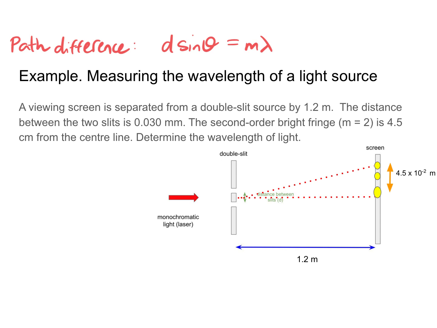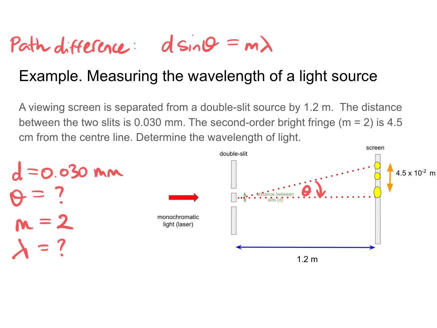On our physics data sheet, we have the path difference formula, which says that d sin θ = mλ. So you need to understand what these variables all stand for. In this example, we have the distance between the slits d equal to 0.030 millimeters. We don't know the angle theta. Theta is the angle swept between, if we're at the center of the double slits, and we're looking up towards the second bright spot, it will be this angle here, theta. We know we've got our second order bright spot, so m is equal to 2, and we don't know what lambda, the wavelength, is equal to.